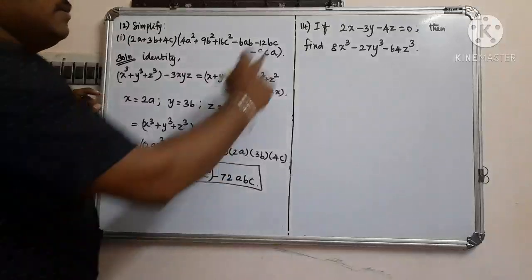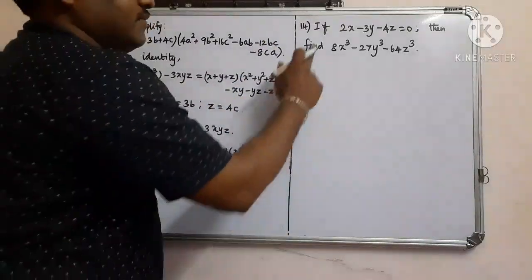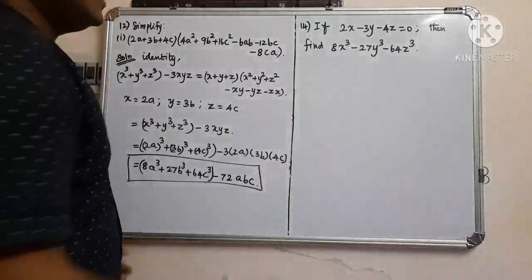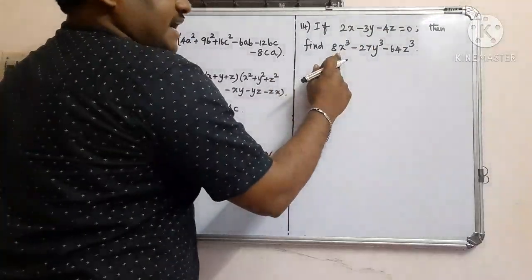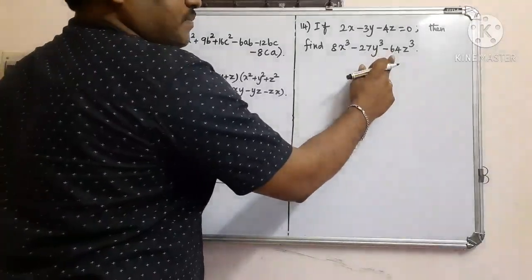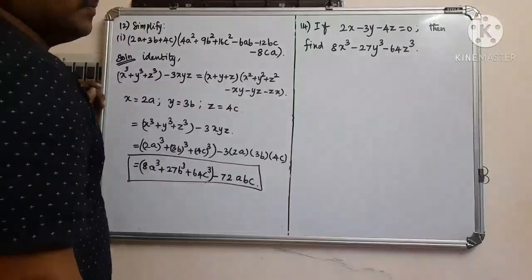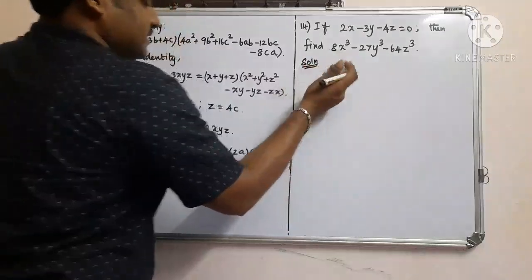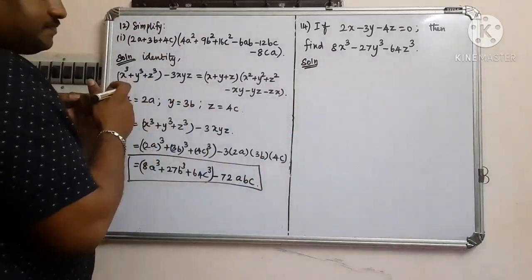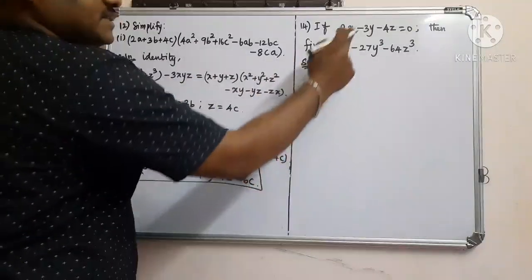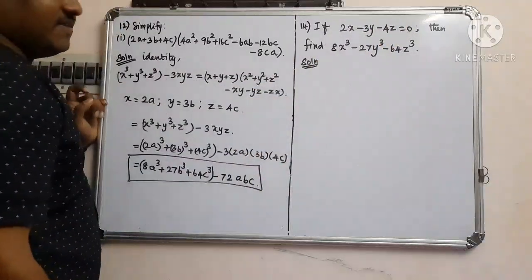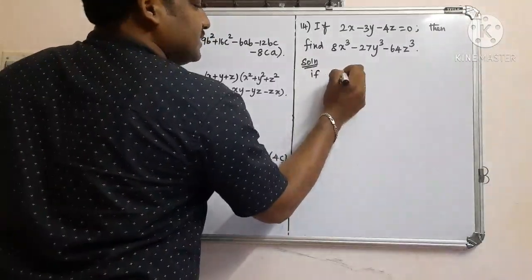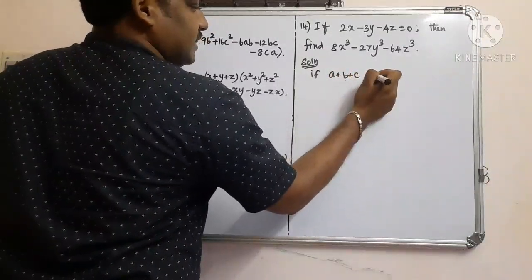Understood? Now 14th question. If 2x minus 3y minus 4z is equal to 0, then find the value of 8x cube minus 27y cube minus 64z cube. Okay. So solution: we know the same formula. Here x plus y plus z is equal to 0. That is given, if a plus b plus c is equal to 0.